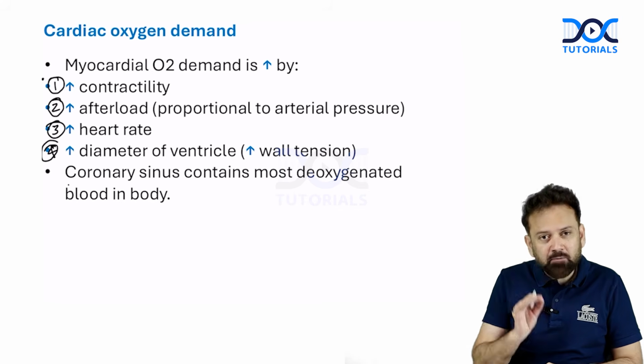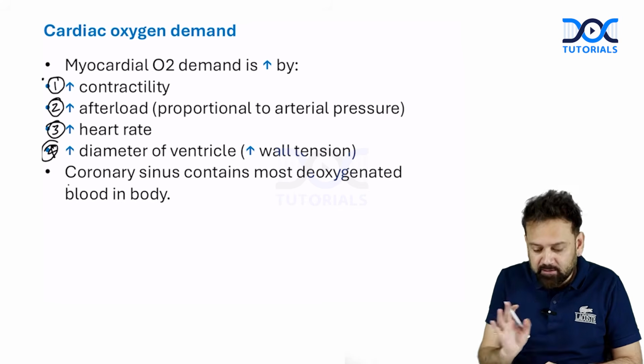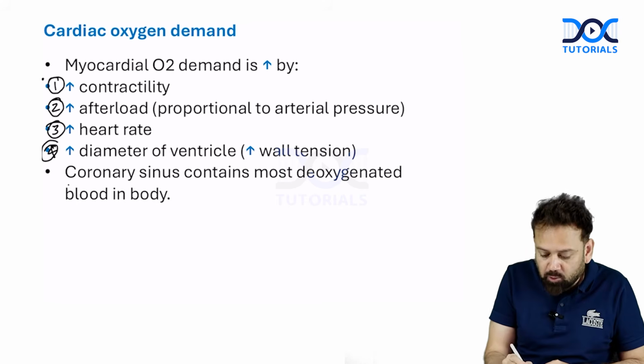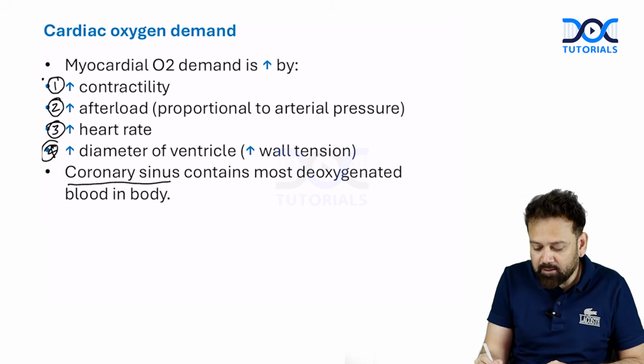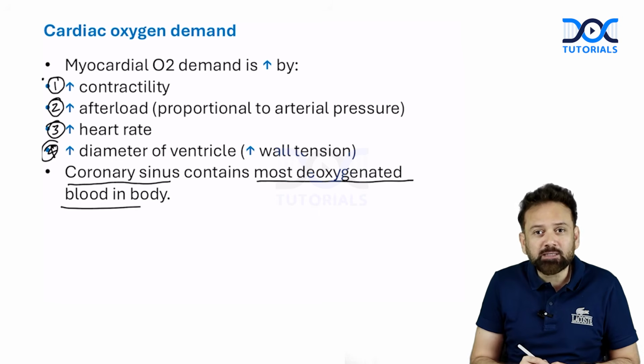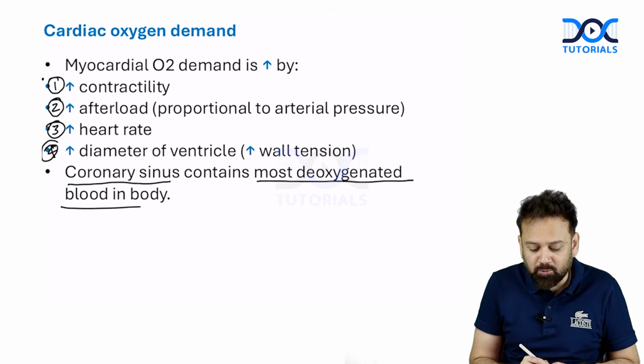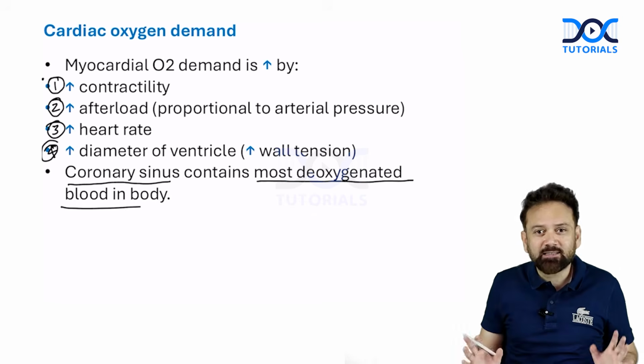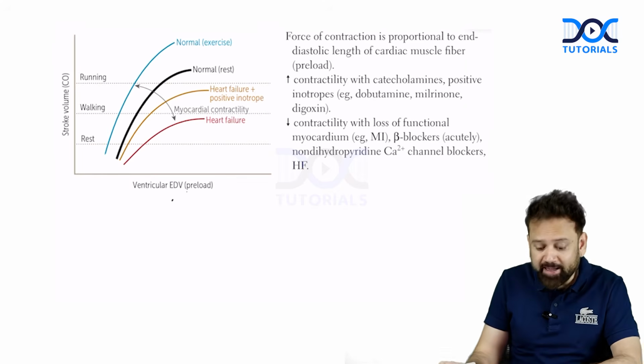Okay, one fact is there, it is only a fact, nothing to do with the oxygen demand. Coronary sinus contains the most deoxygenated blood in the body. So who contains the most deoxygenated blood in the body? Coronary sinus. Okay.